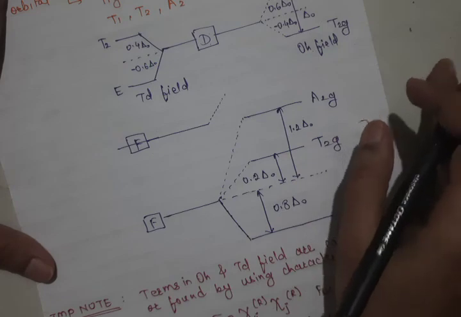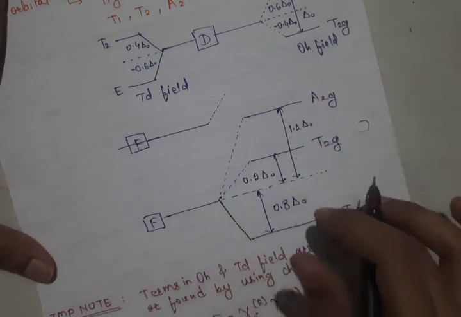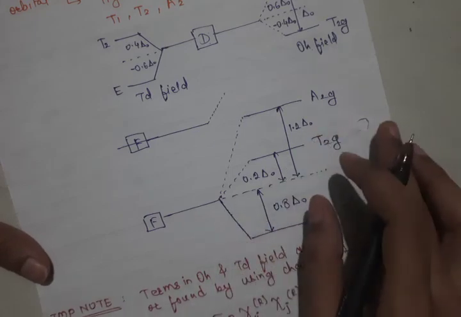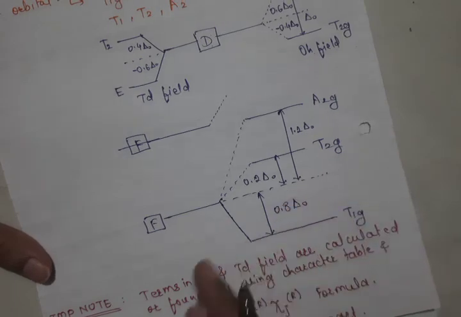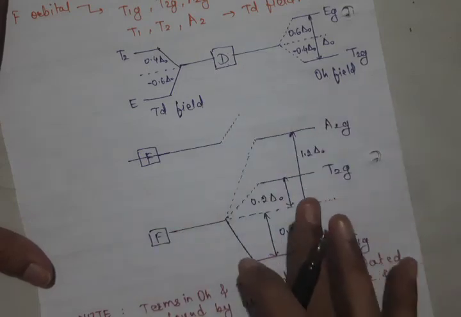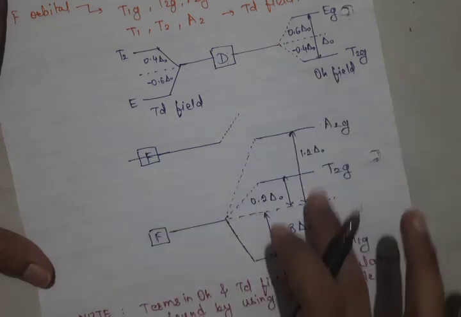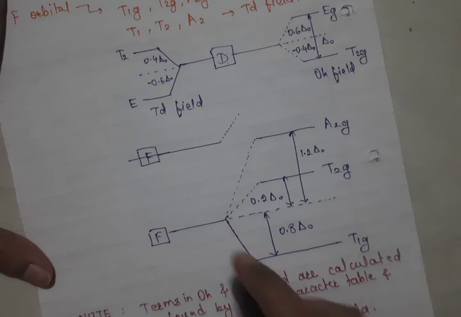There is one shortcut. We can use the Orgel diagrams to find out all these splittings and transitions. So it's very easy to remember. No need to mug up these things. You just have to use the Orgel diagram for solving many problems. But at least remember these two splitting diagrams, because many of the MCQs can be solved using these two simple diagrams only. So try to remember this much only.